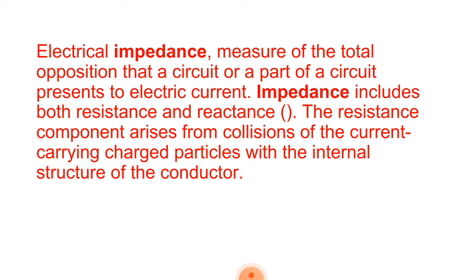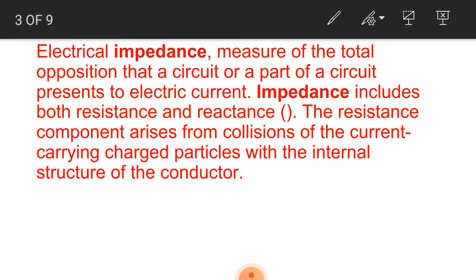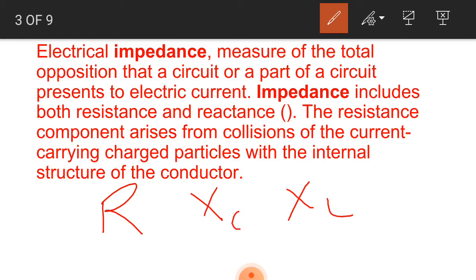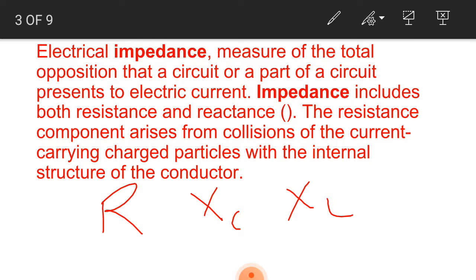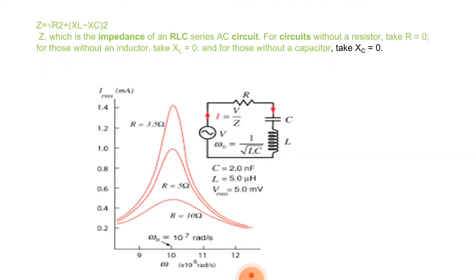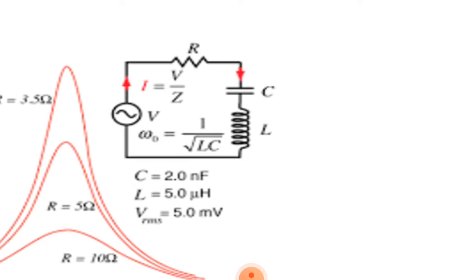The electrical impedance Z is a measure of the total opposition that a circuit or a part of a circuit presents to the electrical current. Impedance includes both the resistance R and both XC and XL. So XC and XL are the reactances. The resistance component arises from collision of the current carrying charged particles with the internal structure of the conductor. So we got the value of omega naught equal to 1 by root LC.